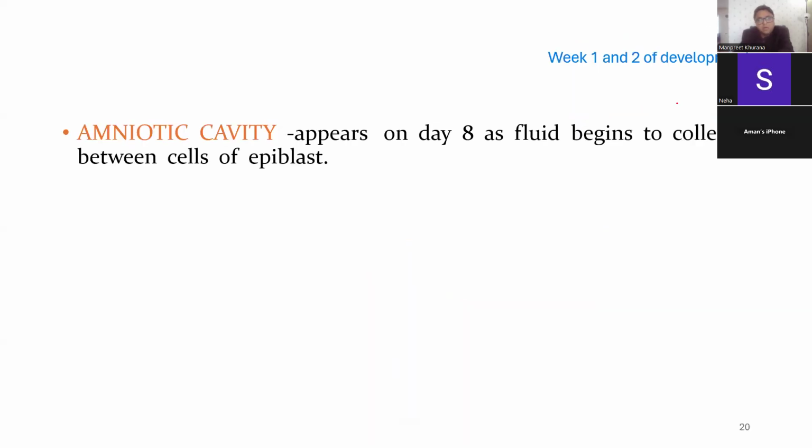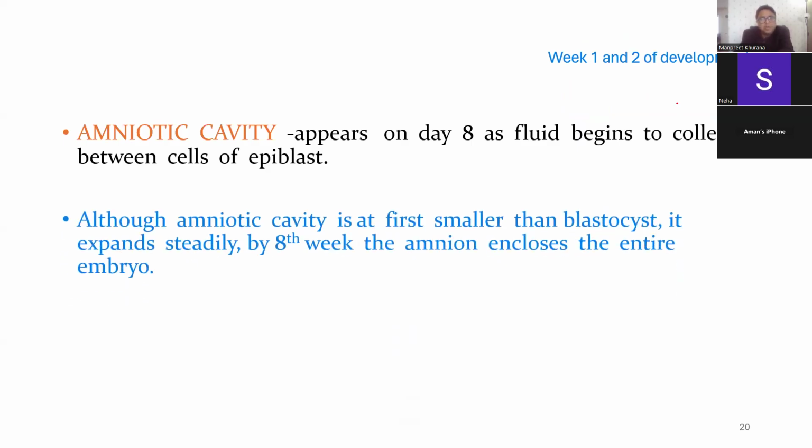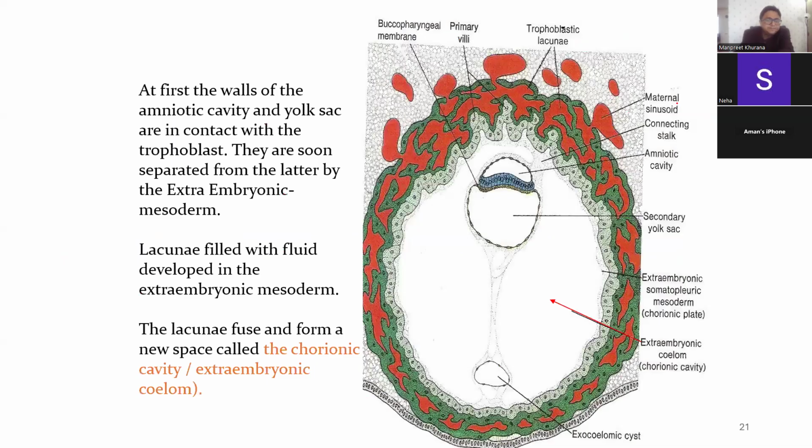Now, the amniotic cavity appears on day 8 as fluid begins to collect between the cells of the epiblast. Although the amniotic cavity is at first smaller than the blastocyst, it expands steadily by the 8th week, which we'll see later. Now, this is another picture, right? Here, the cavity has expanded.